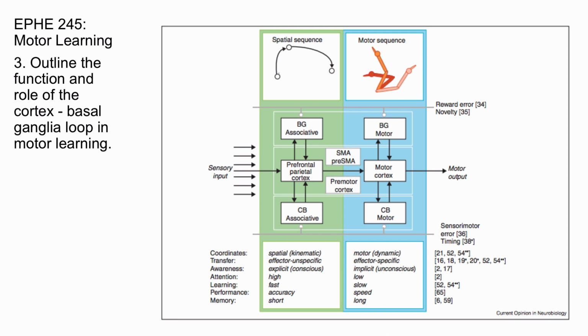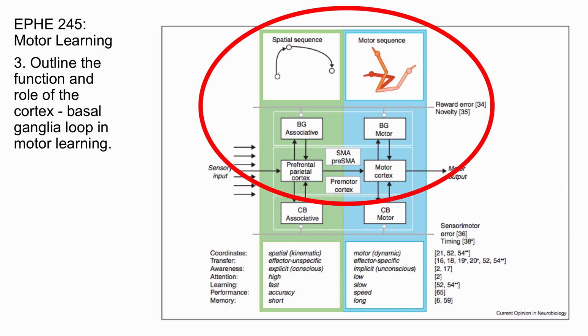What's being proposed is that there are two loops that help govern motor learning. The first loop is the loop that involves these motor regions and the basal ganglia. Now, the basal ganglia plays a role in spatial sequence learning, so the spatial characteristics of the movement, and the actual motor sequence, so the firing of motor neurons to move the limb through space.